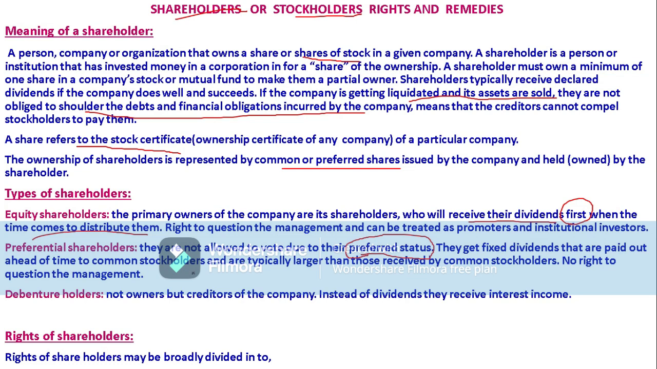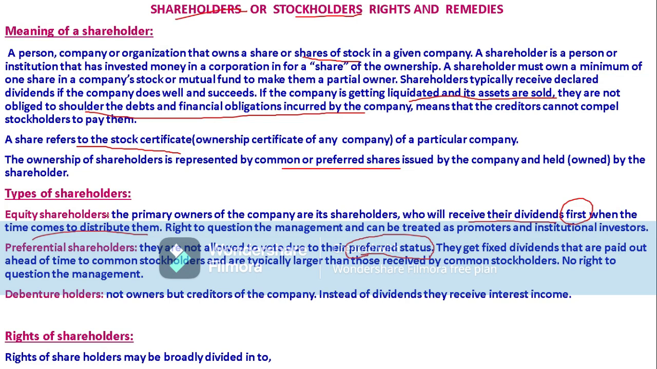That means at the time of insolvency, for example, if the company undergoes insolvency, these are the persons who will get their amount first. Only after paying these preferential shareholders will equity shareholders be paid.